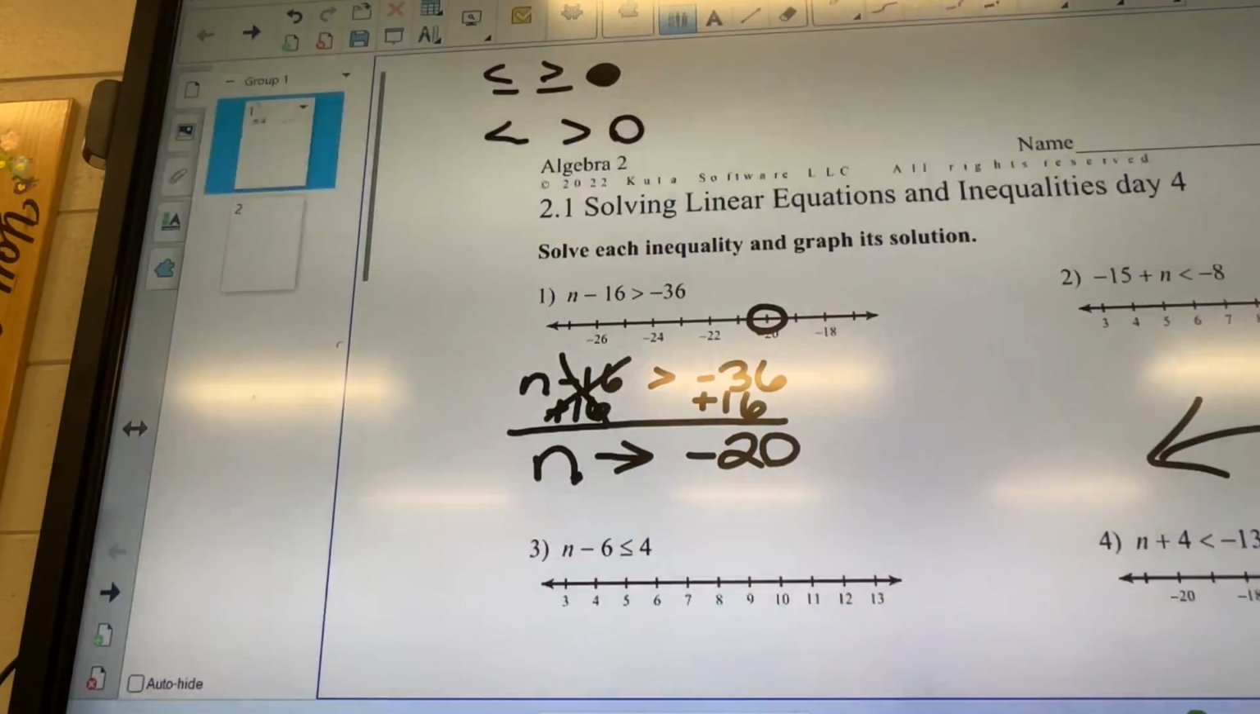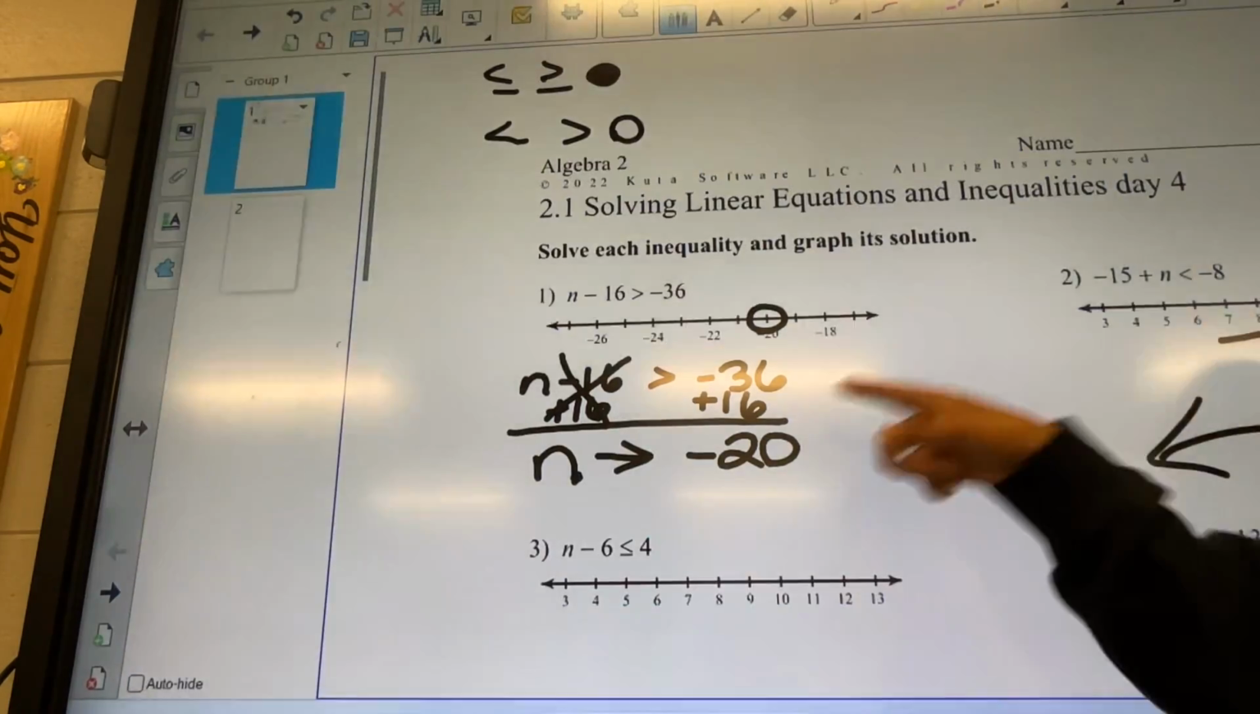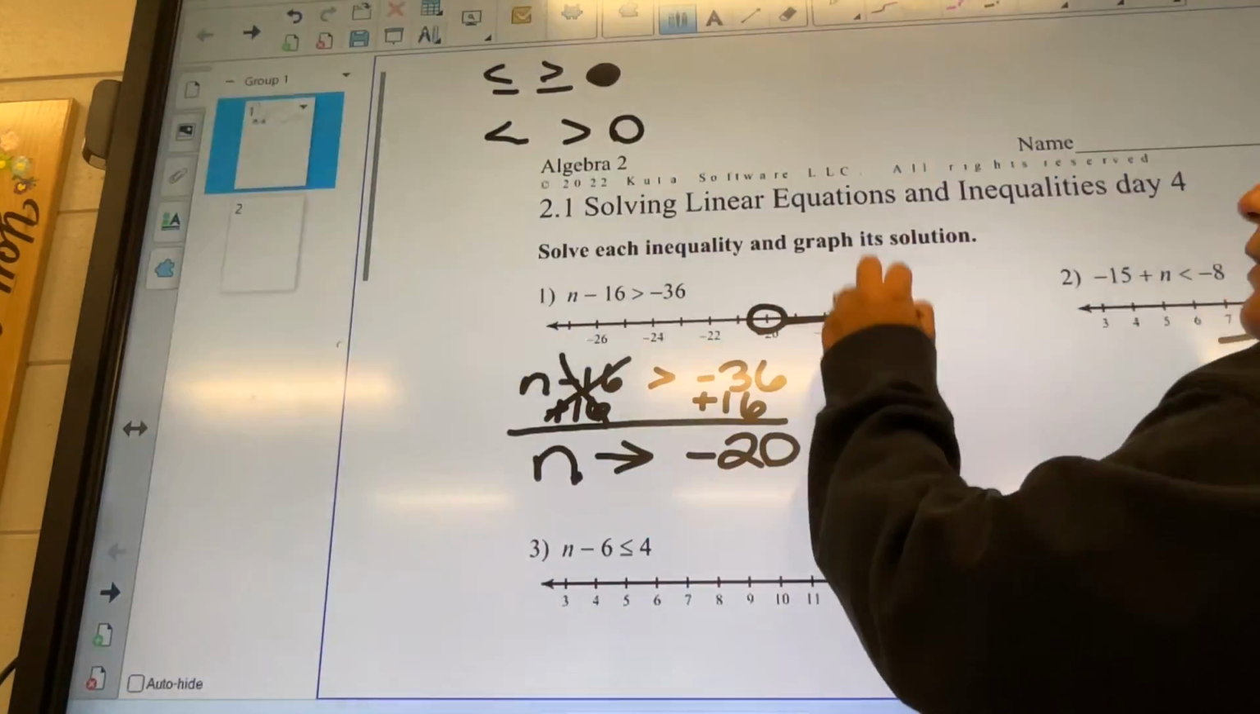Because if we go like this, does that look right? It does not look like an arrow, right? It looks like a backwards something or other. So that lets you know to turn it that way. Okay, so it's going to go like this.